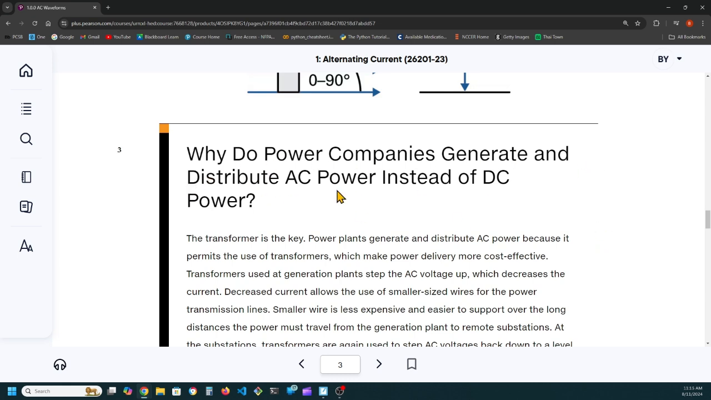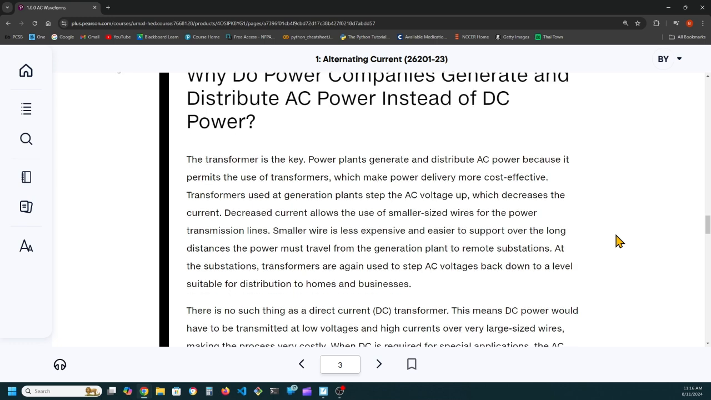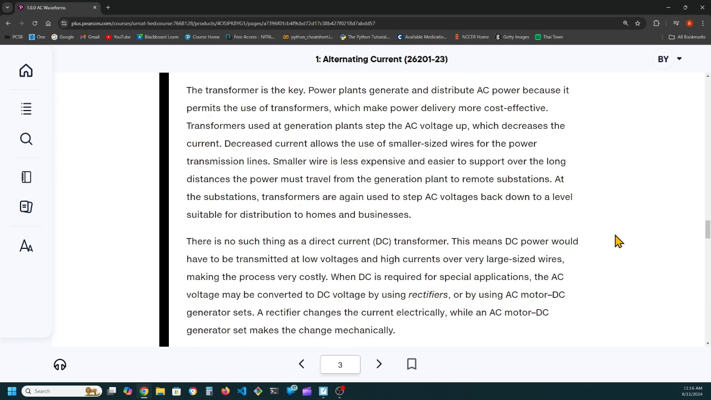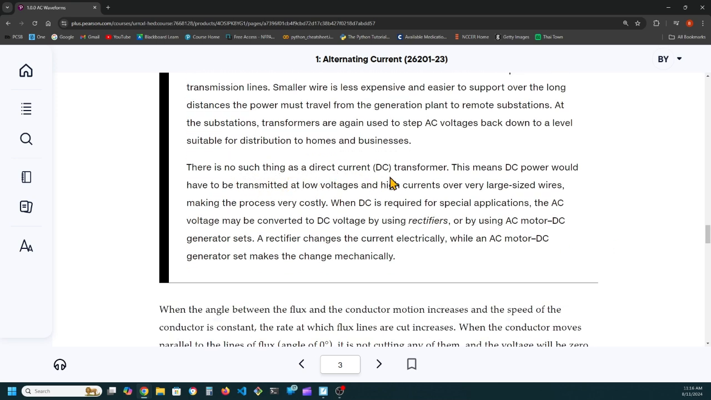Why do power companies generate and distribute AC power instead of DC power? That's thanks to Nikola Tesla. He was for AC, and Edison was for DC. AC won out because DC was very hard to transmit. There's no such thing as a direct current transformer. This means DC power would have to be transmitted at low voltages and high currents over very large sized wires, making the process very costly.